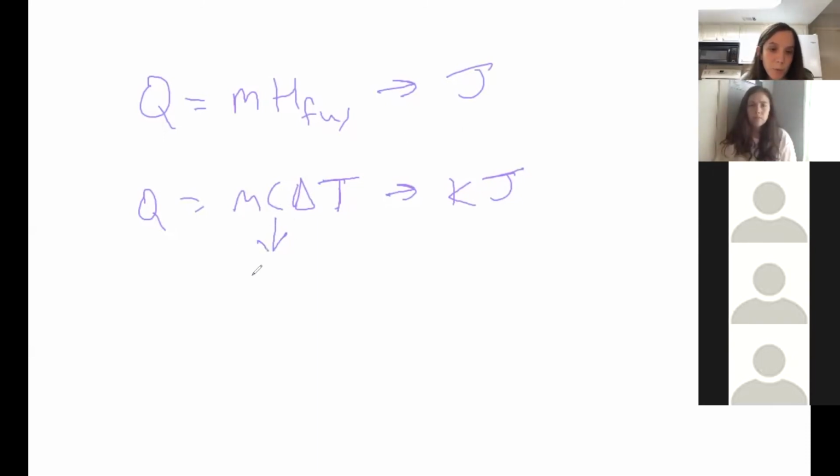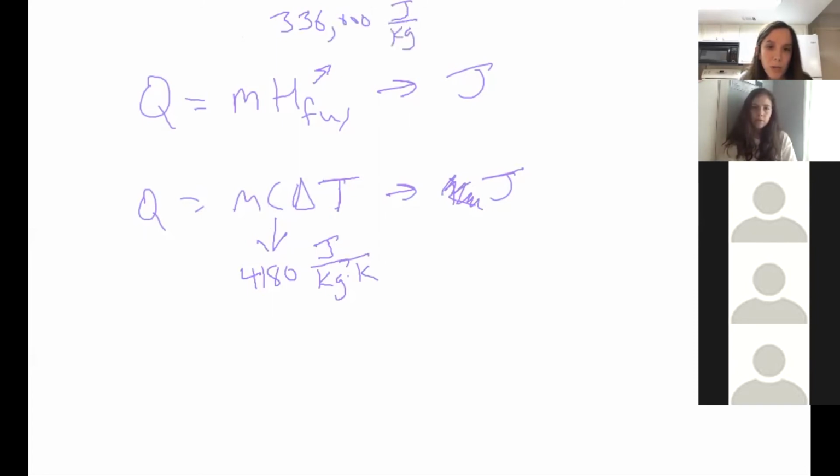See right here in your book, if you look it up on the table on page 318, you're gonna see the units are joules over kilograms times Kelvin. And so this will actually give you joules and not kilojoules. Same thing for this one. If you look that up in your book, it's about 336,000 joules over kilograms. So both of these, because they have joules in their unit, will give you joules for your answer.